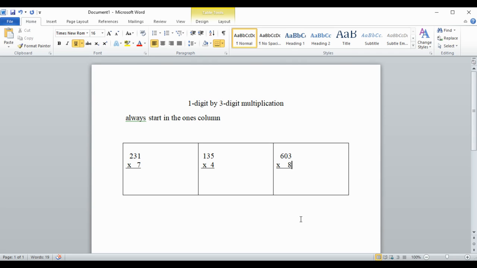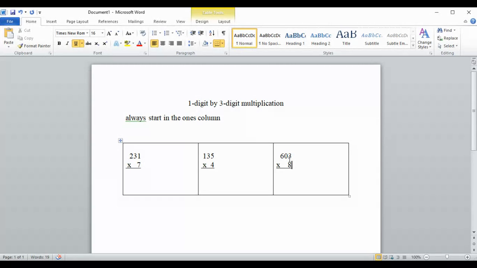This video is instruction for how to do 1-digit by 3-digit multiplication. It's the exact same process as you do for 1-digit by 2-digit multiplication, but we have another digit, so we're just going to keep multiplying. As a reminder, you always start in the ones column. So you always start here or here or here.